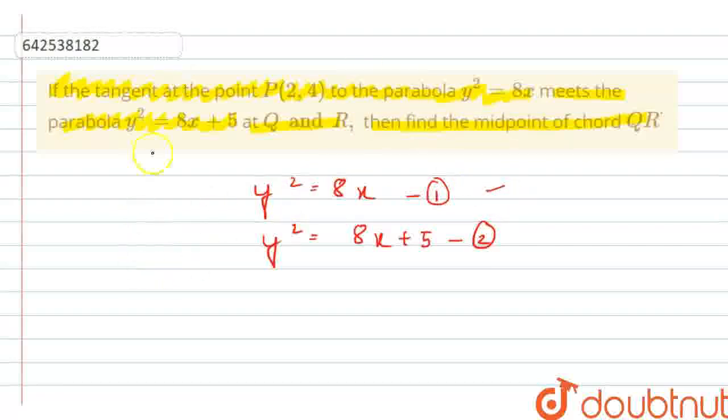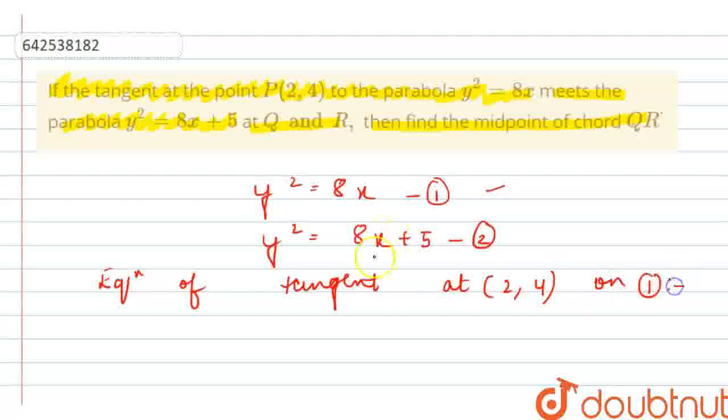So I'm writing down the equation of tangent at point 2,4 on 1. So what is the general equation? The general equation is y y1 is equal to 4a into x plus x1. So this is the general equation.